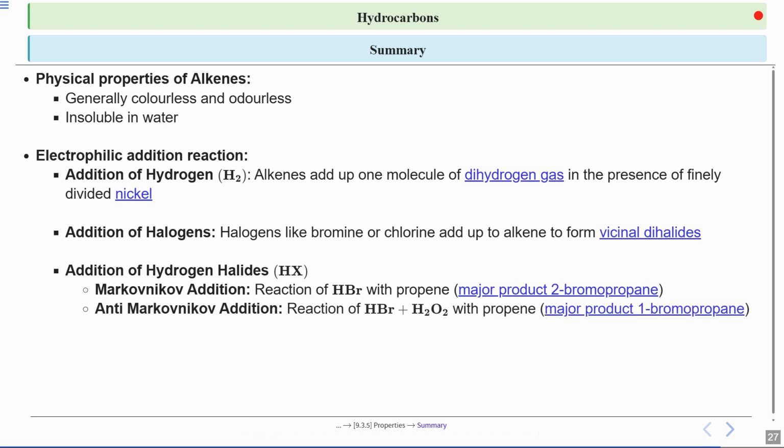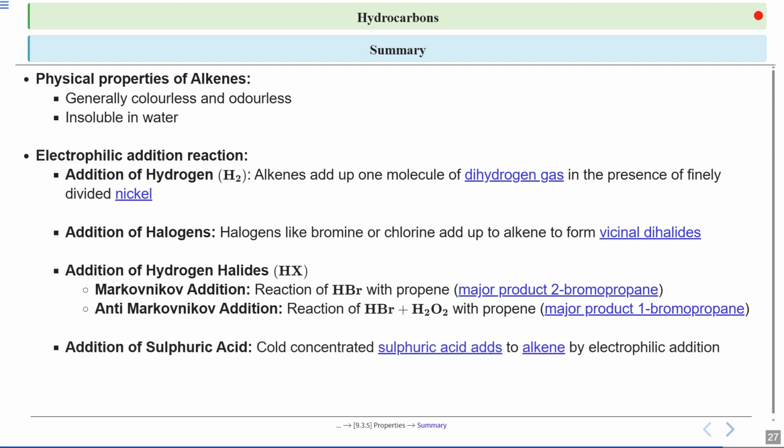Next, we have the anti-Markovnikov condition, where we have a peroxide present in the reaction mixture. Here the bromine atom attaches to that carbon with more number of hydrogens, contrary to that of the Markovnikov addition, resulting in the formation of 1-bromopropane as the major product.